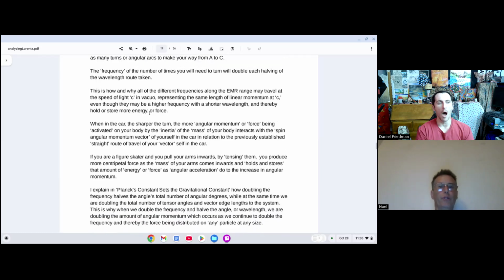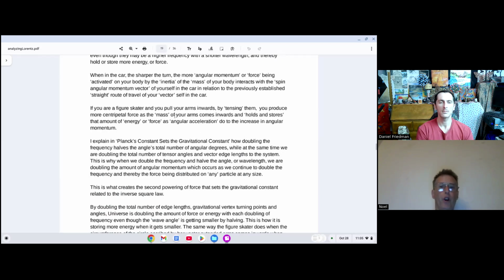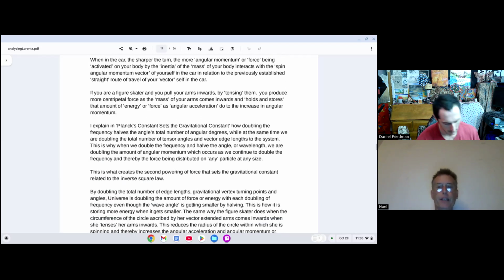So this is how and why all the different frequencies along the EMR range may travel at the speed of light c in vacuum, representing the same length of linear momentum at c, even though they may be a higher frequency with a shorter wavelength and thereby hold or store more energy or force. So when in the car, the sharper the turn, the more angular momentum or force being activated on your body by the inertia, right? Now, if you're a figure skater and you pull your arms inwards when you're spinning, by tensing them, you produce more centripetal force as the mass of your arms comes inwards and holds and stores that amount of energy or force as angular acceleration due to the increase in angular momentum.